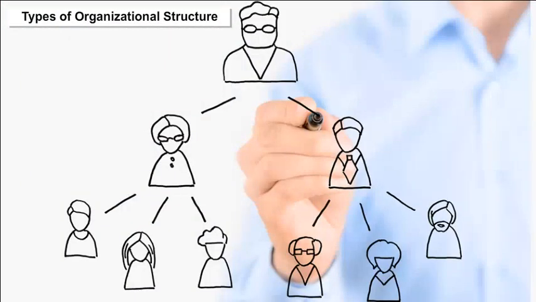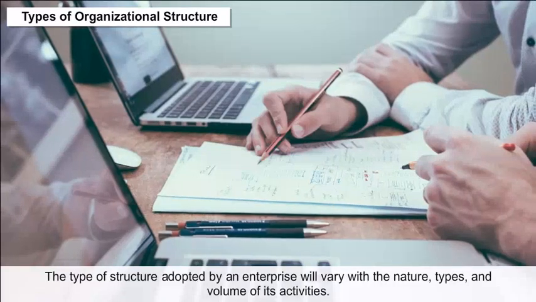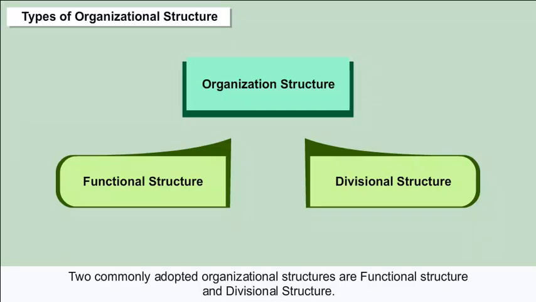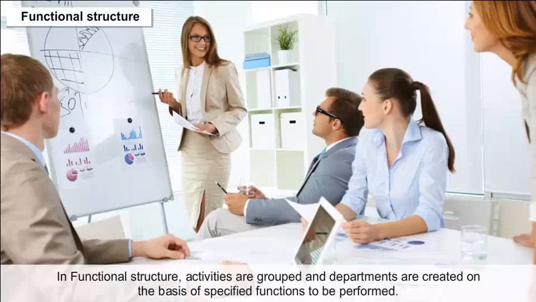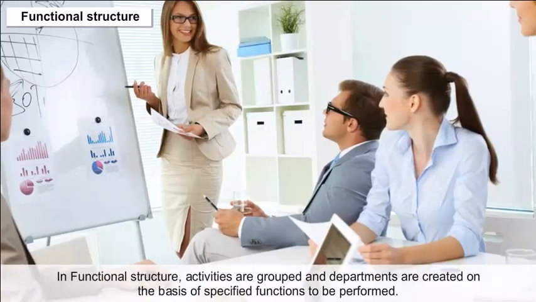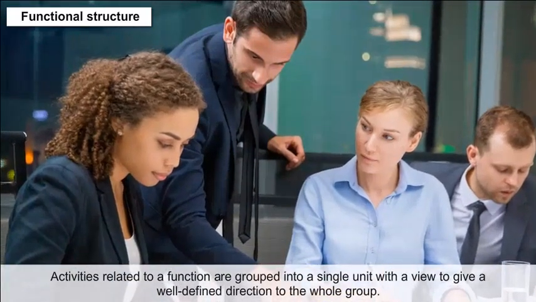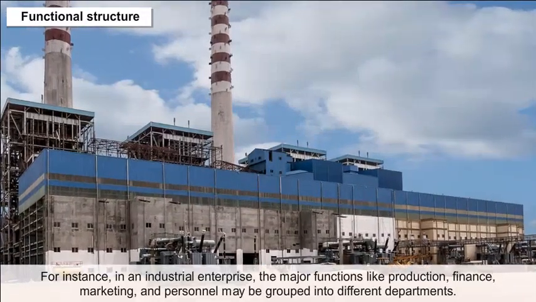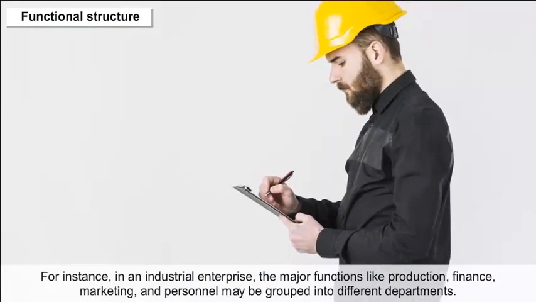Types of organizational structure. The type of structure adopted by an enterprise will vary with the nature, types, and volume of its activities. Two commonly adopted organizational structures are functional structure and divisional structure. Functional structure. In functional structure, activities are grouped and departments are created on the basis of specified functions to be performed. Activities related to a function are grouped into a single unit with a view to give a well-defined direction to the whole group. For instance, in an industrial enterprise, the major functions like production, finance, marketing, and personnel may be grouped into different departments.